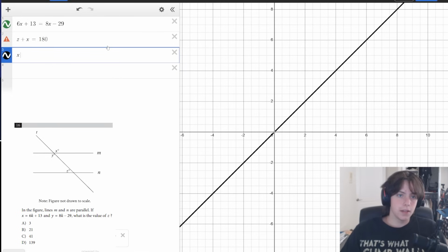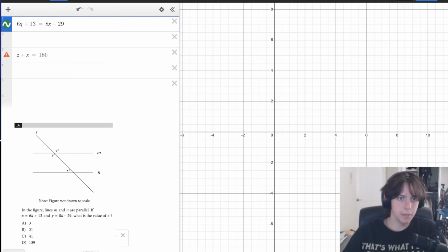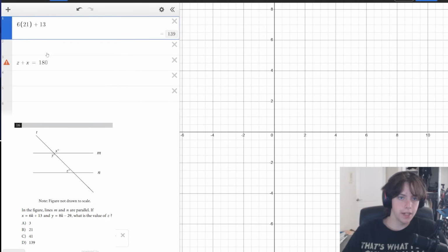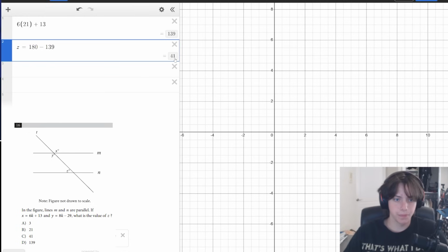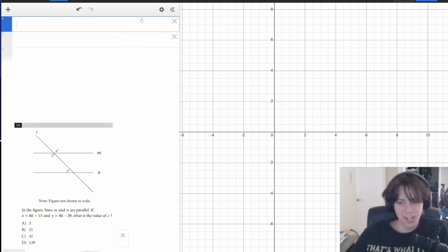What this allows us to do is find our original angle x and our original angle y using our k equals 21 value. Substituting that back in, we get 6 times 21 plus 13 equals 139. Plugging this back into our equation, we get z equals 180 minus 139, or 41. So our answer in the end is just C. Wasn't too bad.